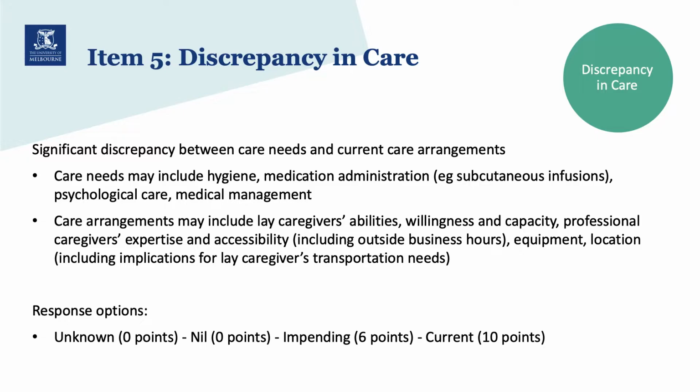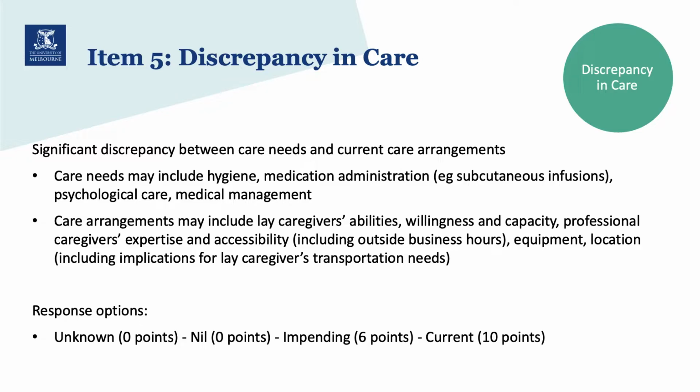So the response options here are unknown, when there's no information about it, nil, impending and current. And I just wanted to highlight this item really is a dynamic and contextual concept, as a patient with a good performance status but poor supports may have more urgent needs than a patient with a poor performance status but good supports. So it's really the discrepancy between the two, their performance status and independence and care needs. How does that match up with what's actually in place for them? So use discretion when you're selecting impending versus current.